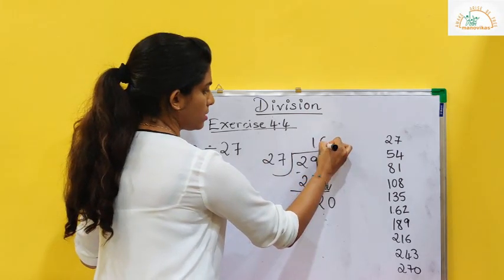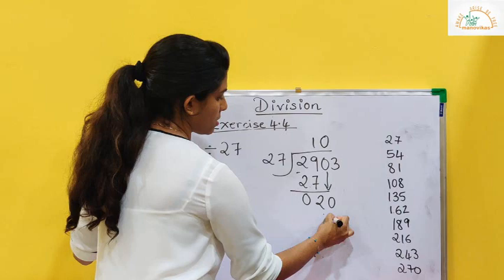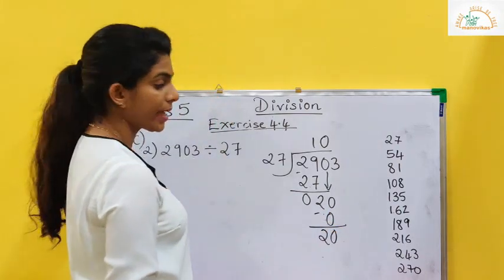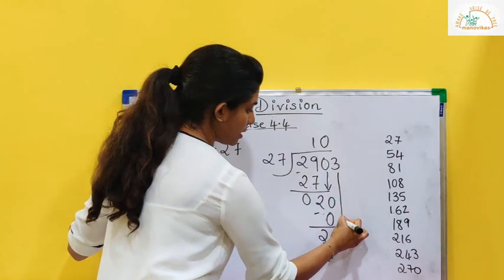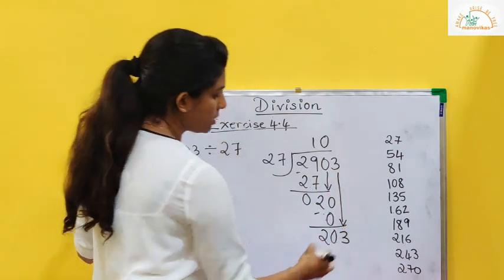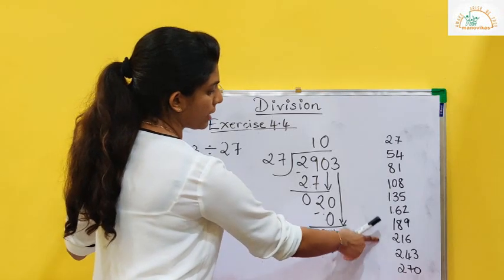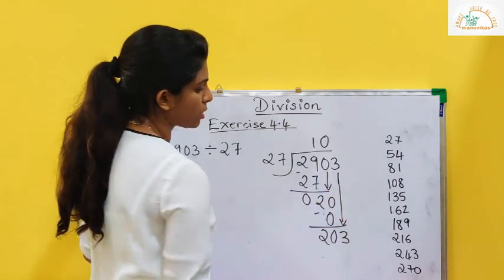So 27 zeros are 0. I get 20. Okay, now I can bring down 3. So I bring down 3 here. So I got 203. Now look at this table and tell me which number is closer.